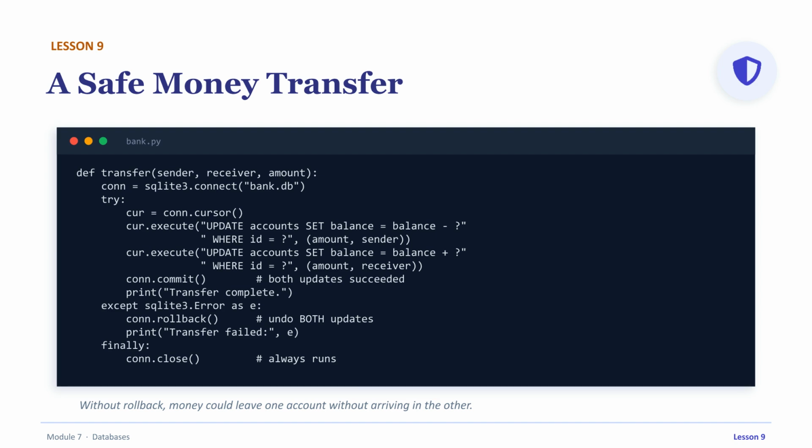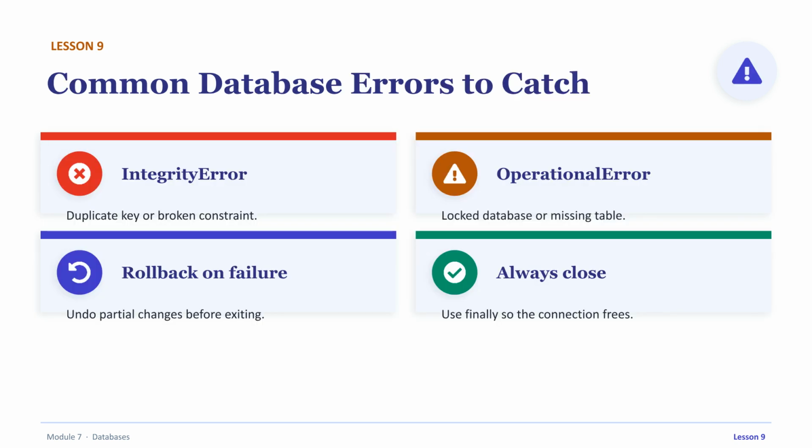This is the classic example. Moving money means subtracting from one account and adding to another. If the second step fails after the first succeeds, money would vanish. So we wrap both in a try block, commit only if both succeed, roll back on any error, and always close the connection.